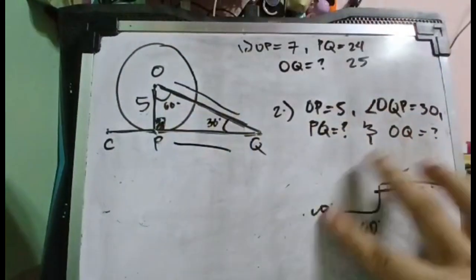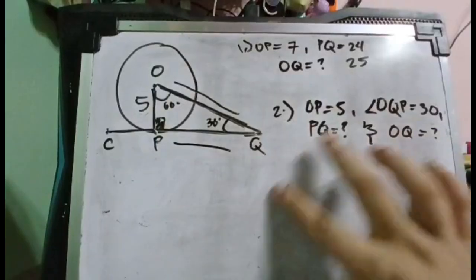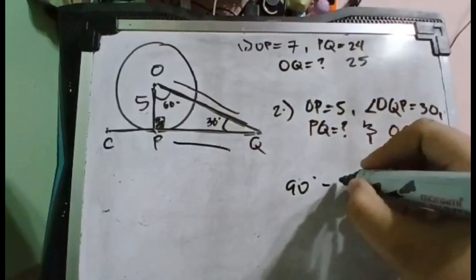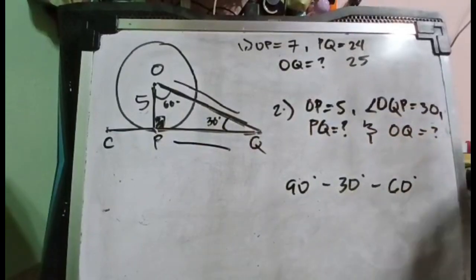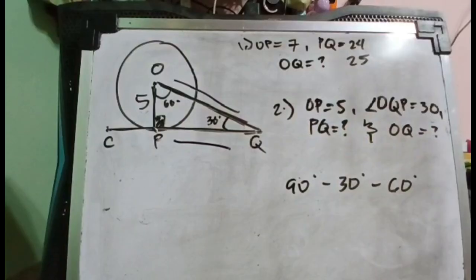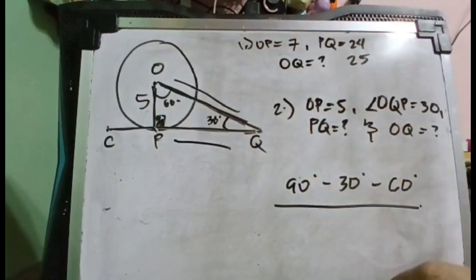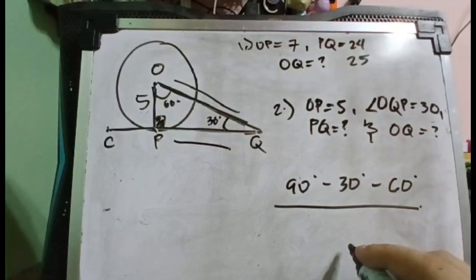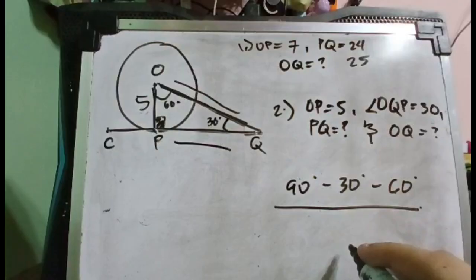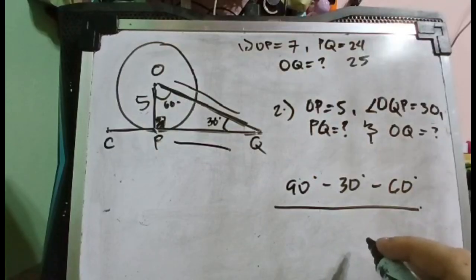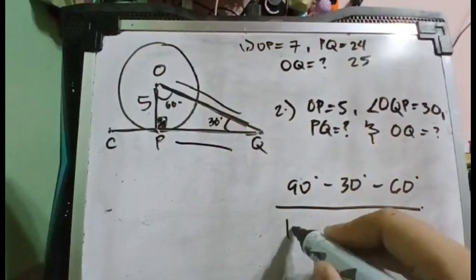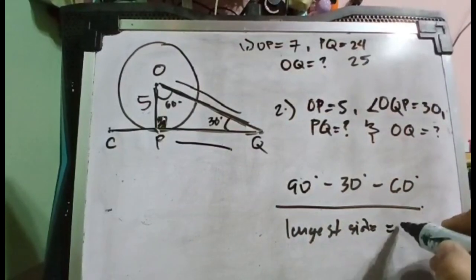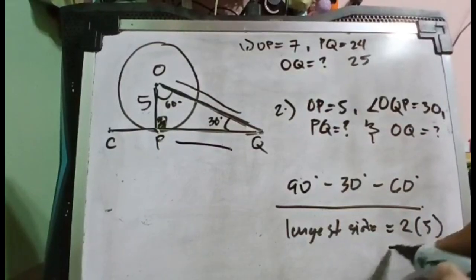So, ano yung technique na to? Sinabi ko to sa previous video ko. Pag meron tayong 90, 30, and 60 na interior angles, then this concludes that the longest side is double the shortest side. So the shortest side is OP. So the longest side will be equal to 2 times 5, which is 10.